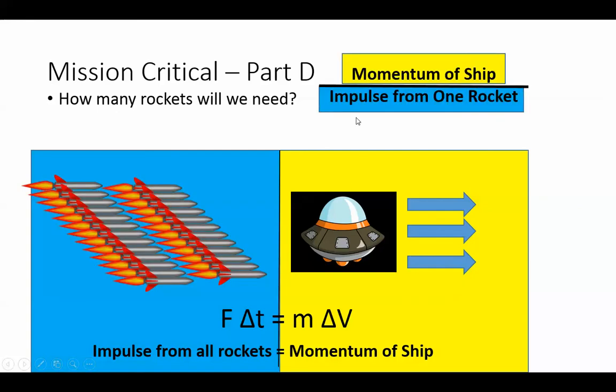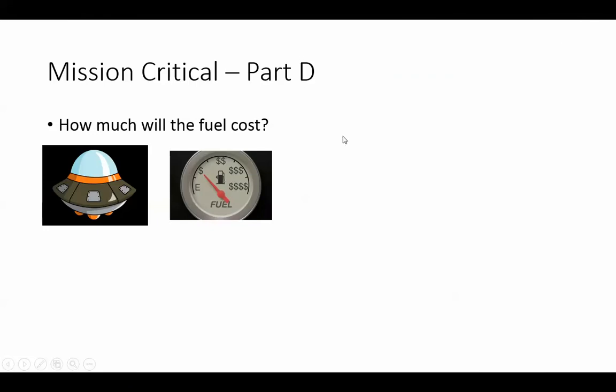So here's how we're going to do this. The momentum of our ship, which we know, we found the mass, we know how fast, we know this yellow number. That divided by the impulse from just one rocket is going to tell us how many rockets we need. Once we know how many rockets we need, we can figure out the fuel cost following these steps.